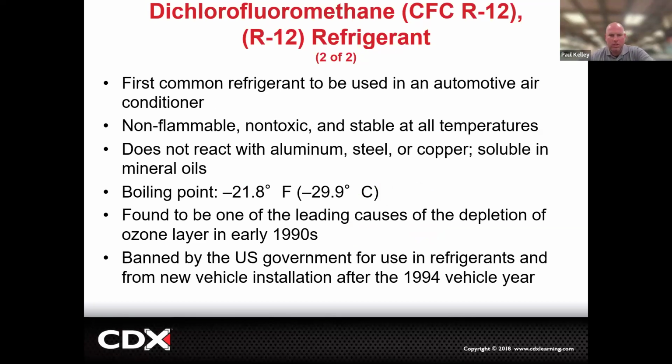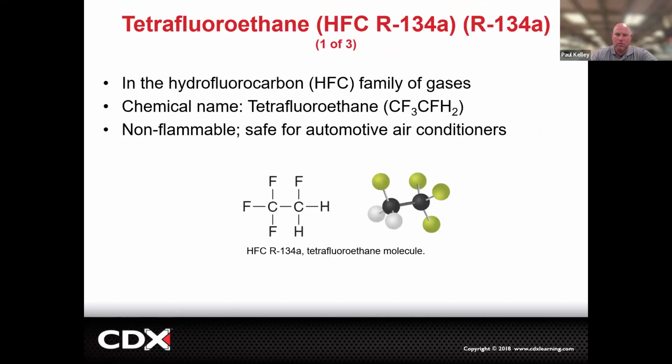So it's found to be one of the leading causes of that ozone layer problem, remember? And it was banned by the governments in 94. So after 94, you can't get it. So that refrigerant was a good one, but it wasn't one that we could carry on into the future due to the environmental concerns. So then we get into tetrafluoroethylene, R134A.